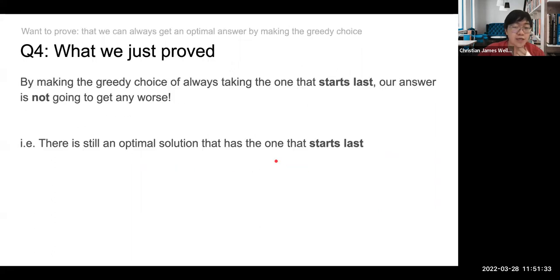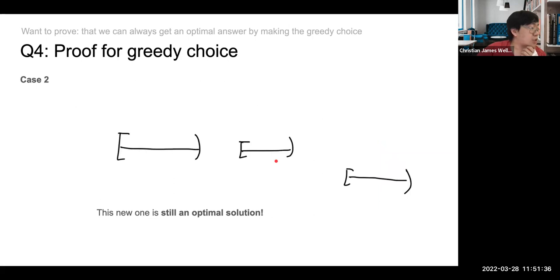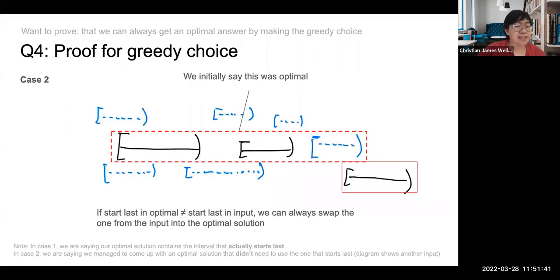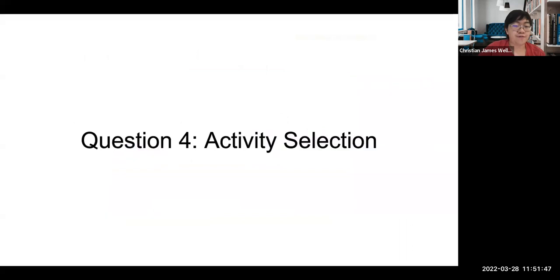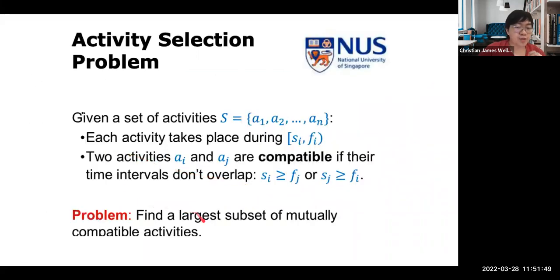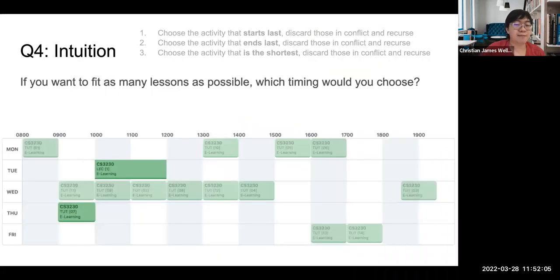Okay, so there's a question. What about when it starts last, but it is shorter than the suboptimal last one? Okay, sorry. The problem here is not to find the shortest length intervals. It's okay if you spend the entire day. The problem here is to find the largest subset of mutually compatible activities, meaning you want as many activities as possible. You can imagine you want to take as many classes as possible. It doesn't matter that it's shorter or longer.